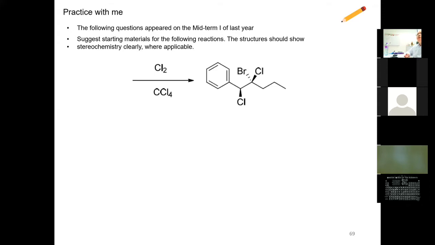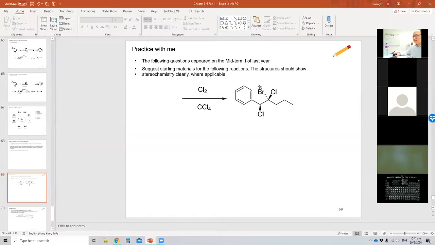For example, one type of question I would ask you in the midterm is to suggest the starting materials for the reactions. Let's say we have this product, so what's the starting material, if I give you the reagent and the reaction conditions? For this problem, I would suggest that you have three minutes at most. I will give you three minutes to figure out the starting material for this reaction, and then after you finish, I can explain this question. All right, three minutes, counting now.